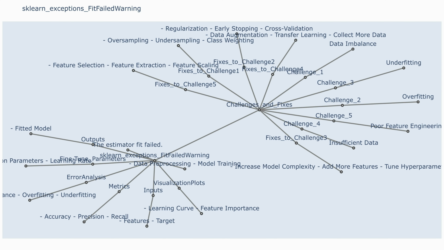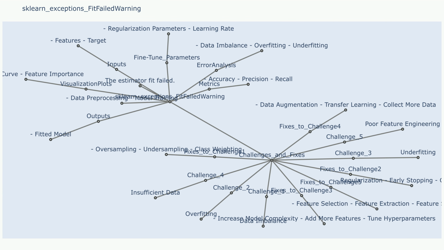SKLearn exceptions fit-failed warning. Description: the fit-failed warning is a warning issued by SKLearn when a model fails to fit the training data properly. This often happens when the model encounters issues like perfect collinearity in features, a lack of convergence during optimization, or insufficient data inputs.